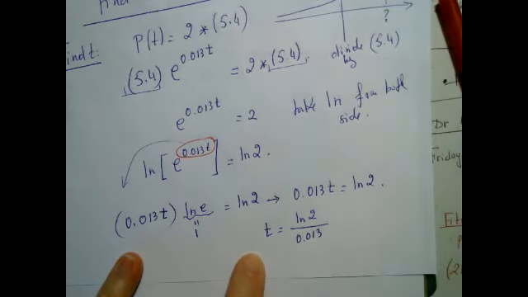And this should not be hard. ln of 2, anybody found it? ln of 2 divided by 0.013. Anybody found this faster than me?